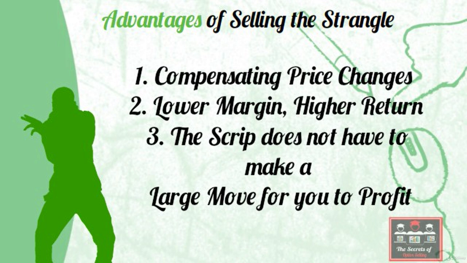Lower margin, higher return. Because of this offsetting effect, the exchange often will treat a strangle as a more cautious position than selling a absolute naked short option on one side of the scrip. For this reason, the margin requirement for a strangle often will be less than the total of the margin that would be needed for selling one or the other option by itself.